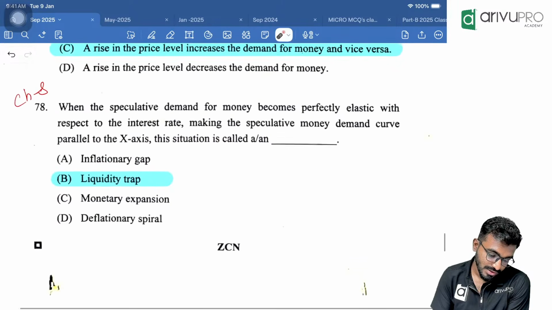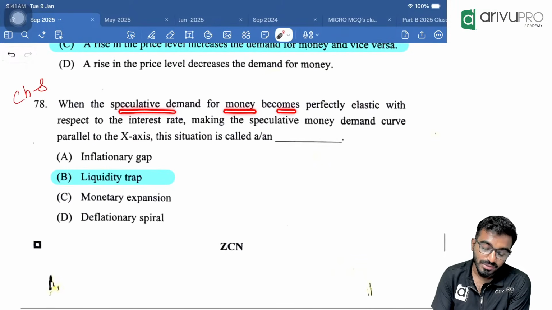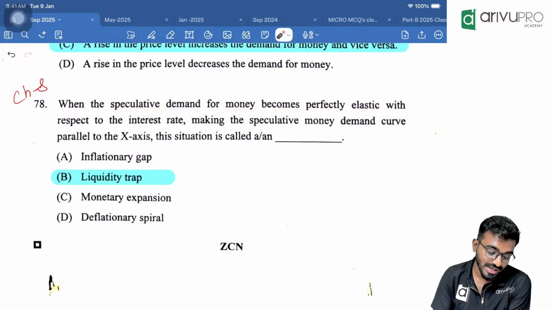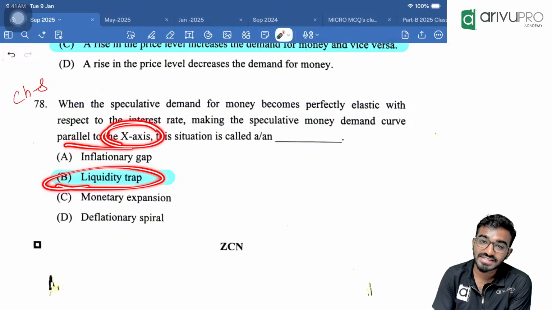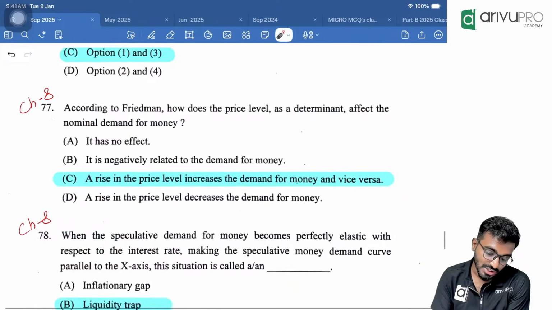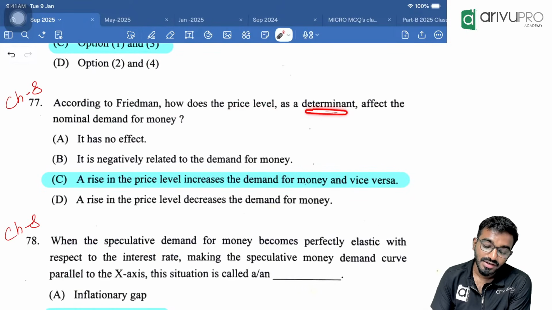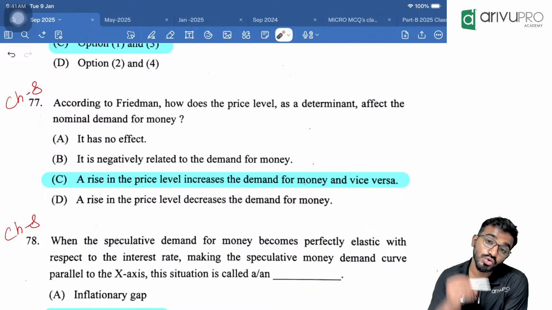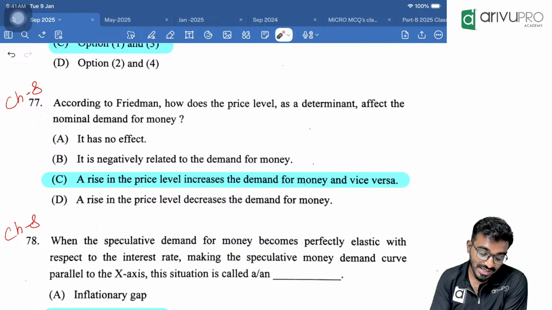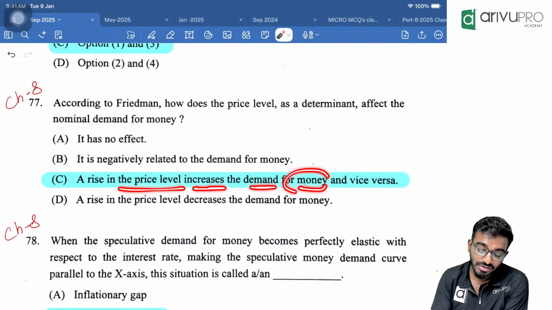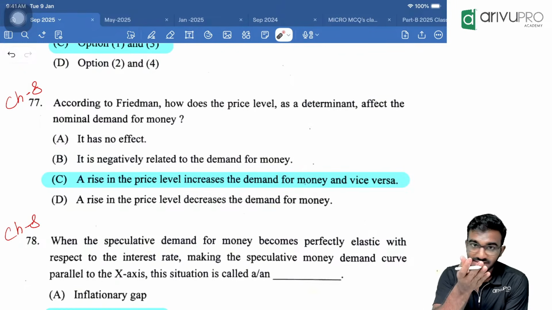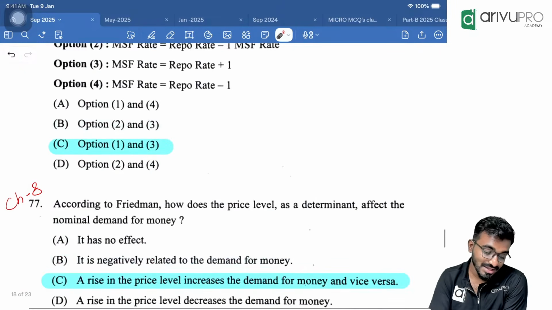Next. Speculative demand for money becomes perfectly elastic in the liquidity trap and it is parallel to the x-axis. Next, according to Milton Friedman, how does the price level as a determinant affect the nominal demand for money? Future incomes, present value. When there is a rise in price level, that increases the demand for money. When the price level of the asset goes up, demand for money will also go up to buy that asset.